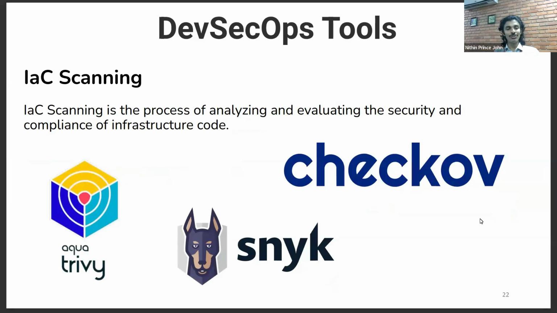IaC means infrastructure as code. You are not going to manually create the infrastructure in Azure or in AWS. Instead, nowadays we are writing infrastructure as code. Terraform is one of the tools. Then we have CloudFormation, and Pulumi is there. With these tools, we can create the infrastructure by specifying it in code.